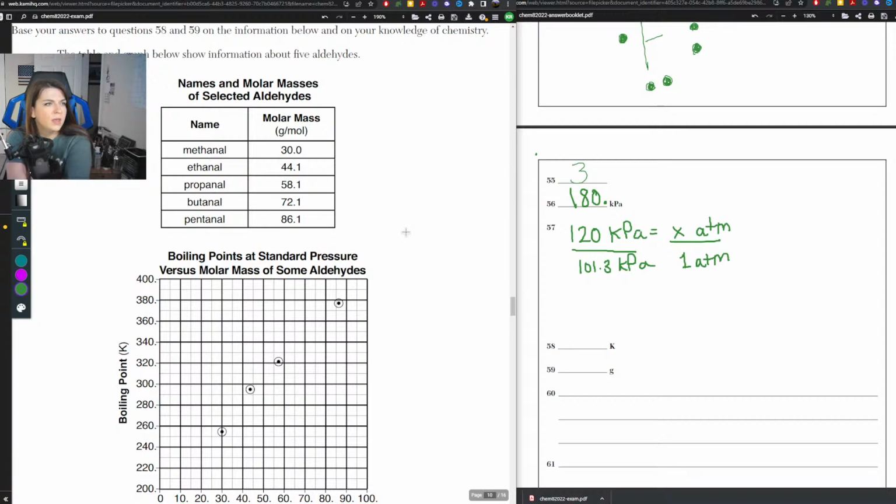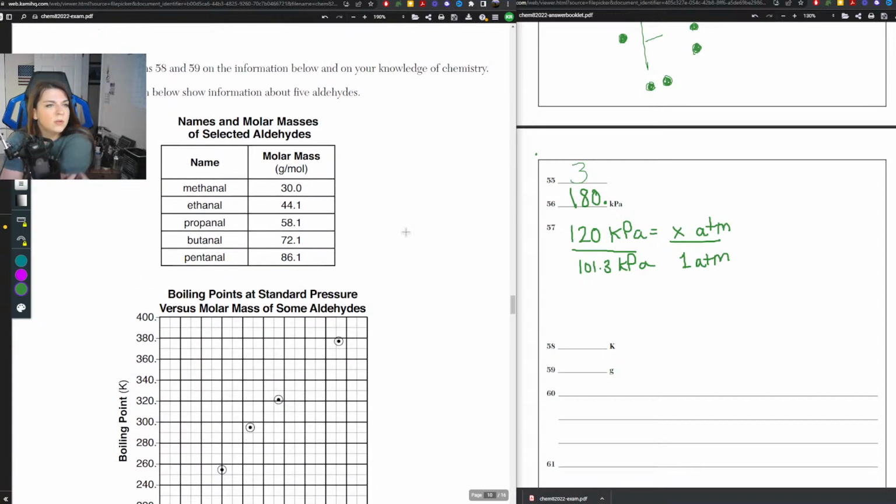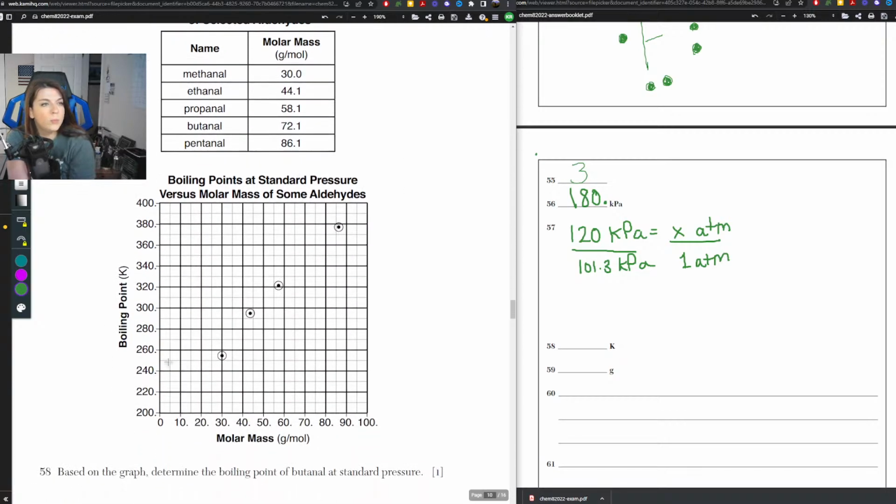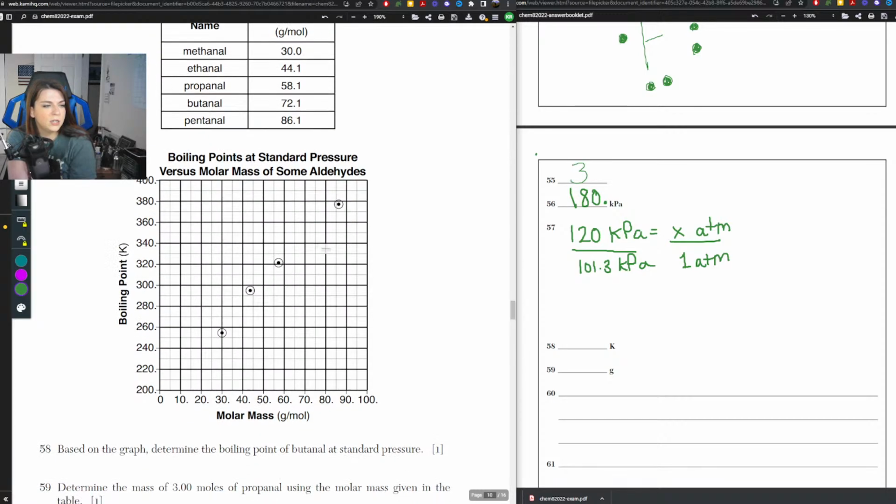Ooh, okay. The table and graph below show information about 5 aldehydes. So we're talking about successive aldehydes because each time we're adding 1 carbon. Methanal, ethanal, propanal, butanal, and pentanal. And our molar mass is increasing. And the boiling point is also increasing. And it's increasing in almost a straight line here.